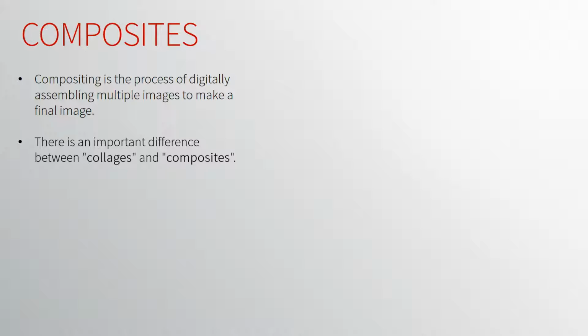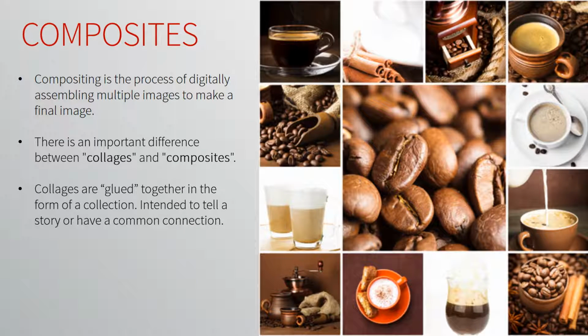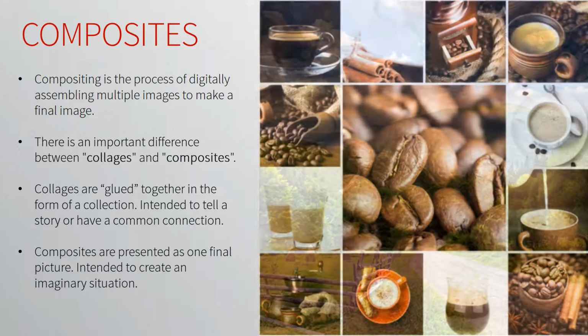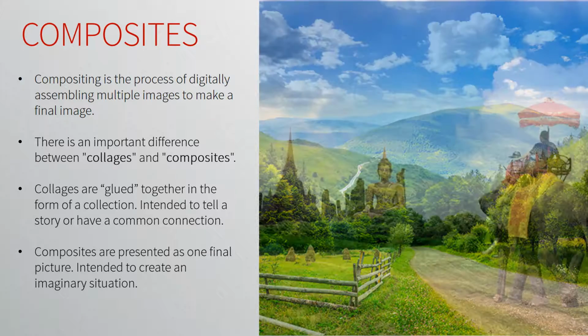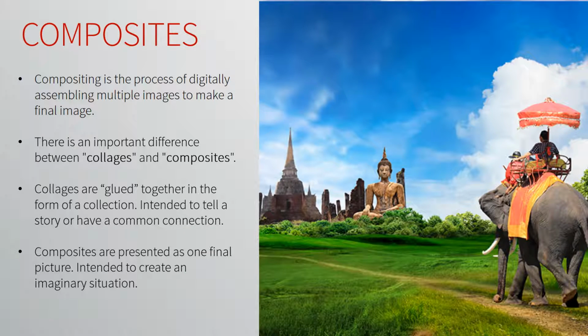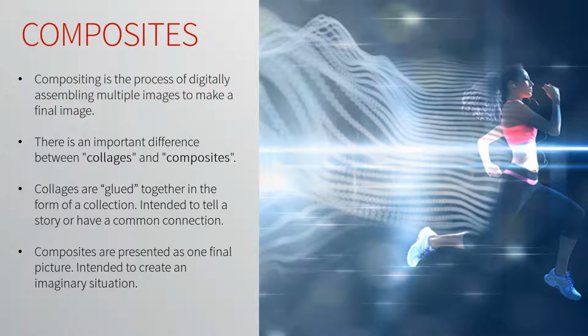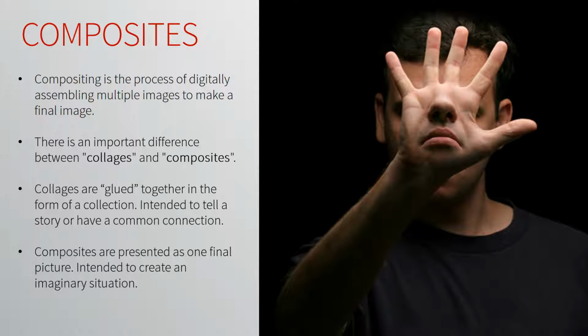Now, don't get confused because there is an important difference between collages and composites. When we talk about collages, these are basically glued together to form a collection. They may be intended to tell a particular story, but they will generally have some sort of common connection between them. Composites, on the other hand, are presented as one final image, maybe to create an imaginary situation, or maybe to add a nice effect to a particular image, and you also get some really bizarre and out there ones too. So composites can be a lot of fun too, guys. You can let your imagination run wild a little bit.